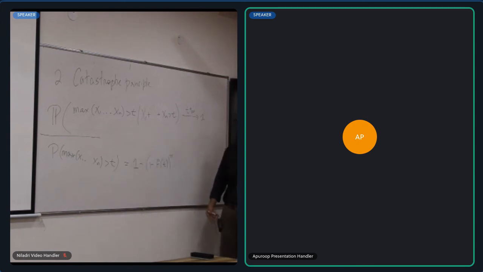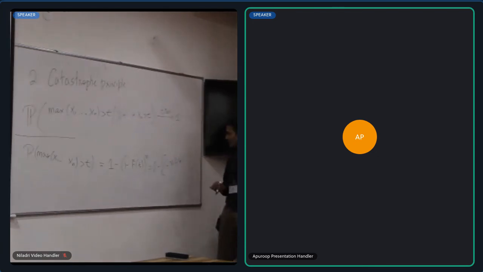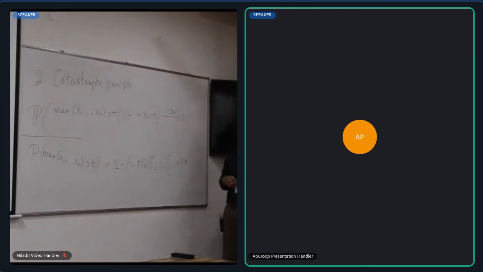Now let's look at this one. This is a binomial expansion. To expand this out, you will get 1 minus, when 1 minus, one term in this is going to be n times F bar of x, and then you have a bunch of terms of the form F bar squared, F bar cubed, and so on. All of that is little o of F bar of x.